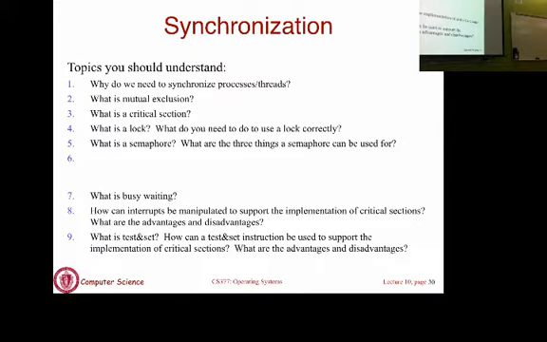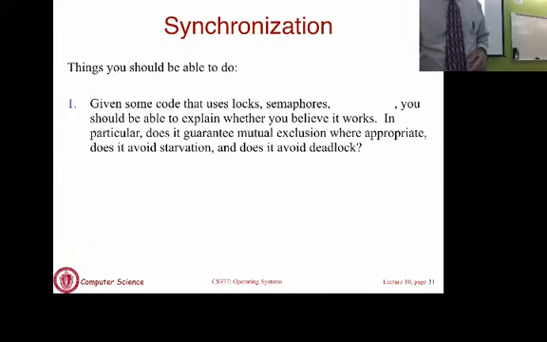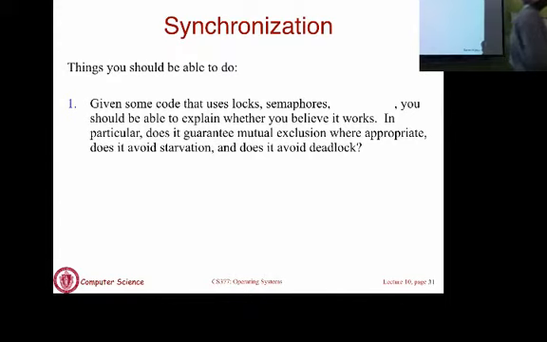Okay. Then we also, I already mentioned interrupts and test and set and so on. Those are all ways by which you implement these synchronization primitives. Okay, so the last thing here is, as I said, you could get design questions.